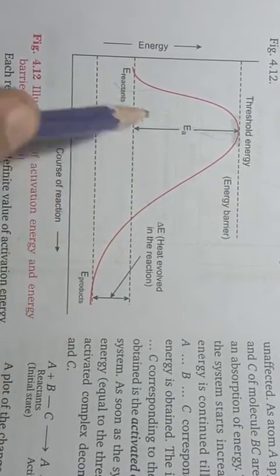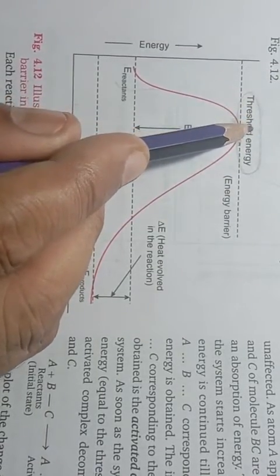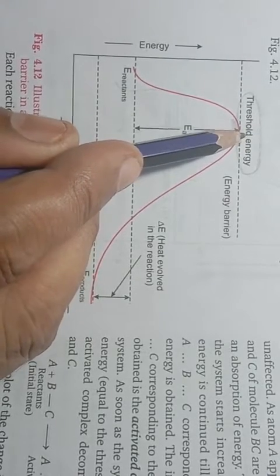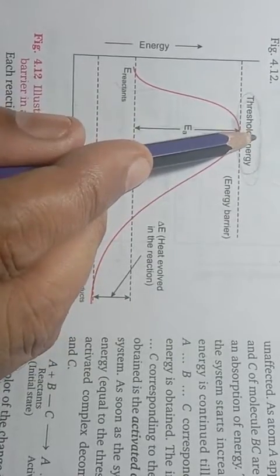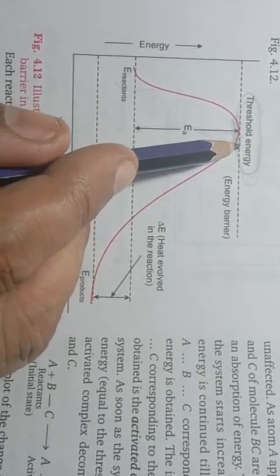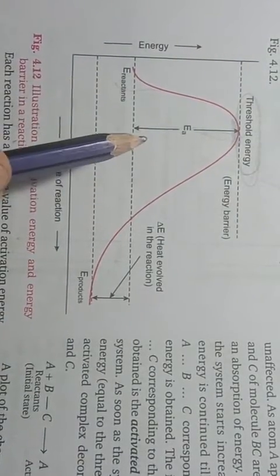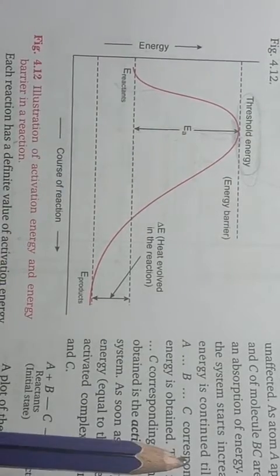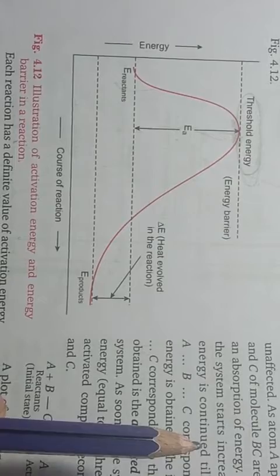So this energy barrier is the barrier for the molecules which have energy less than threshold energy. And in that condition, such molecules are provided energy from the outside, and that amount of energy is known as energy of activation or activation energy. Okay, students.